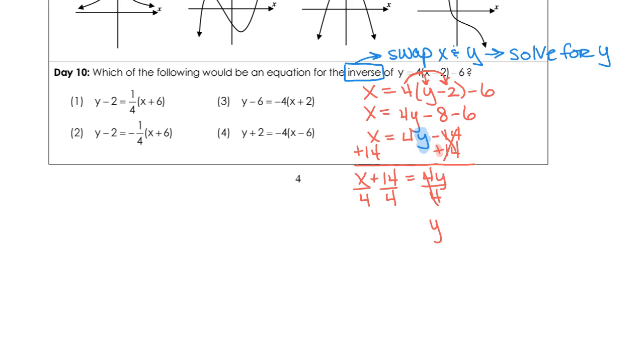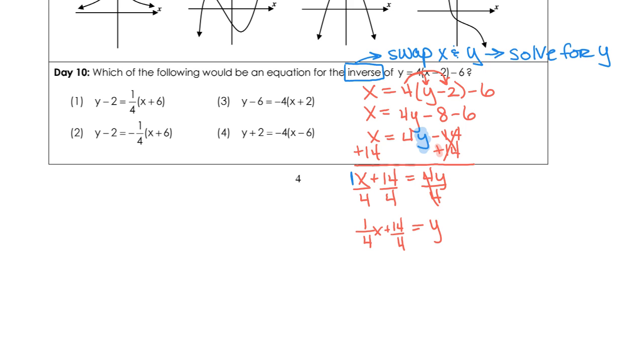And what's going to happen is we're left with y equals. And remember that there's technically a 1 in front of this x. And so that makes the fraction 1/4 x. And then we can leave that as 14/4. Okay? Or you can change it to a decimal if the decimal is nice. Okay. All right. And then we look at all our choices.